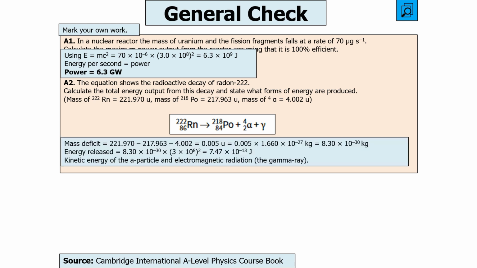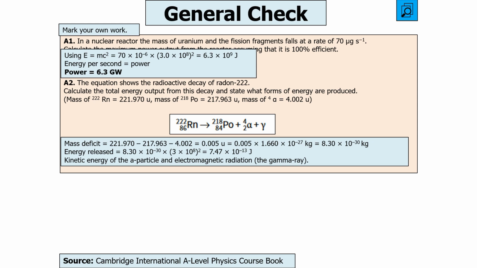In the next one, we know the mass deficit is going to be equal to the mass of the radon minus the mass of the plutonium, the alpha particle, and the gamma, but obviously there's no mass for the gamma. So you can work that through, and you get your difference to be 0.005 U. We can convert that into kilograms by multiplying by 1.661 times 10 to the minus 27. So it's 8.3 times 10 to the minus 30 kilograms.